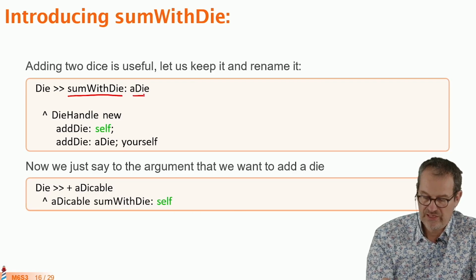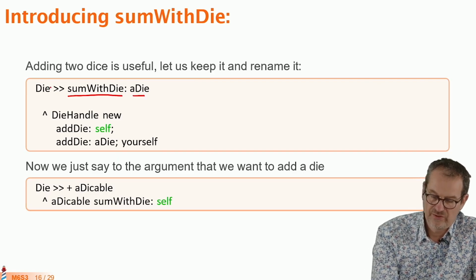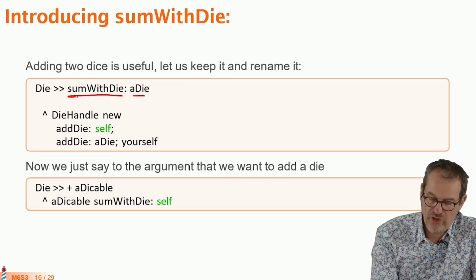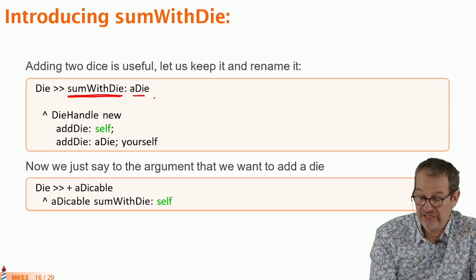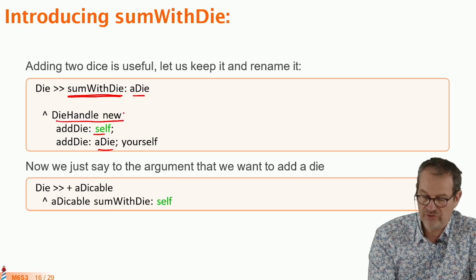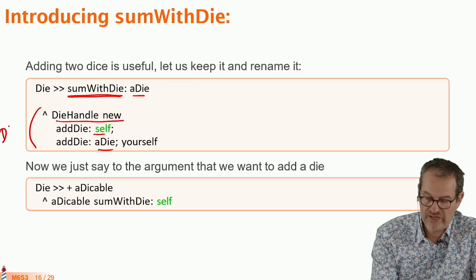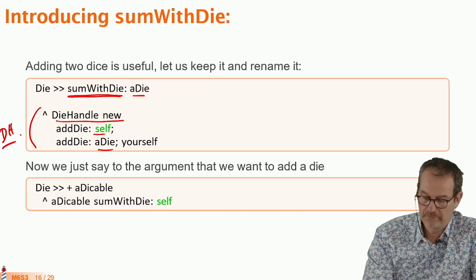We said, okay, let's make sure that we know how to add a die and a die. So to add a die and a die, this is what we did before. We just create a die handle, we add a die, and we add the parameters. And this returns a die handle, so we are happy with this one.